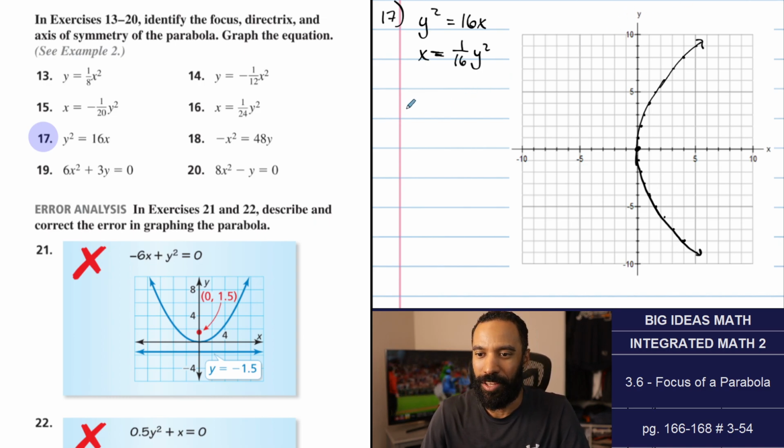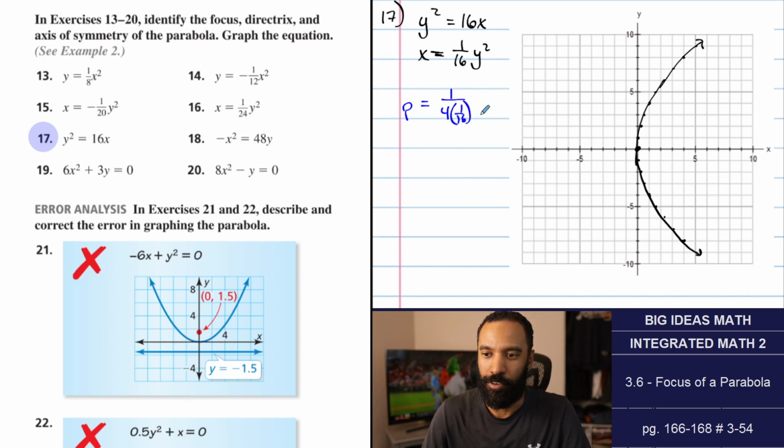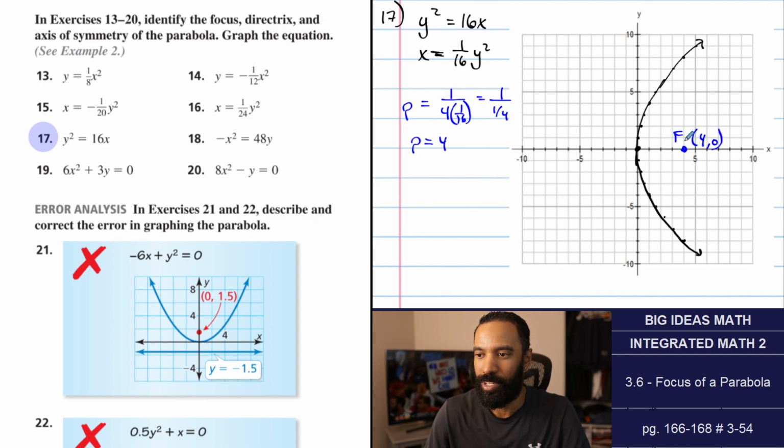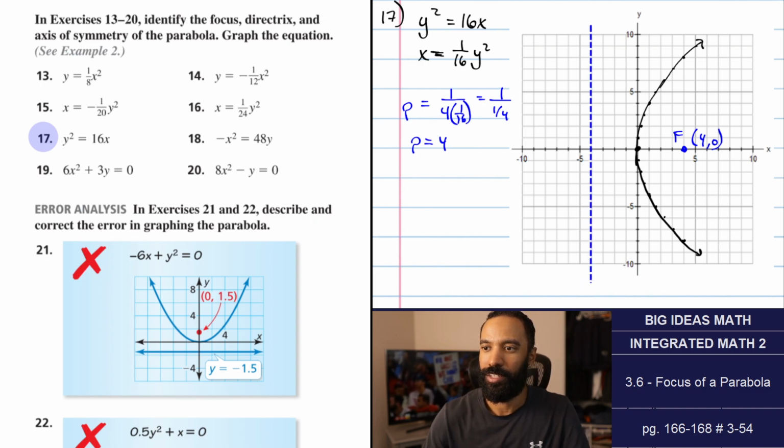Okay, I'm going to go back to the other way that I did this before. P is 1/4a, so 1/4 times 1/16. That's 1 over 1/4, which is 4. So we're going to go 4 units away over here. That's at 4, 0. That's your focus. Your directrix is the line x equals -4 over here. It's a vertical line. And your axis of symmetry is the x-axis, otherwise known as y equals 0.